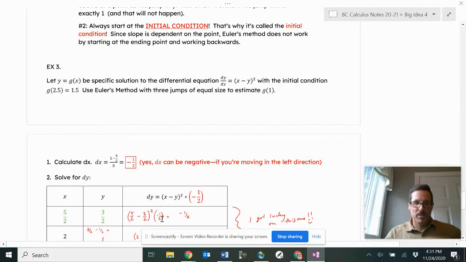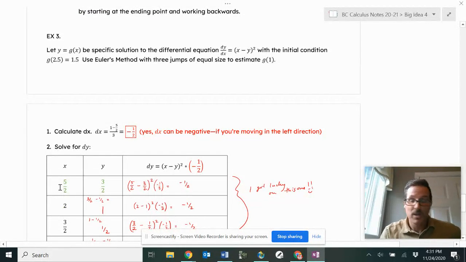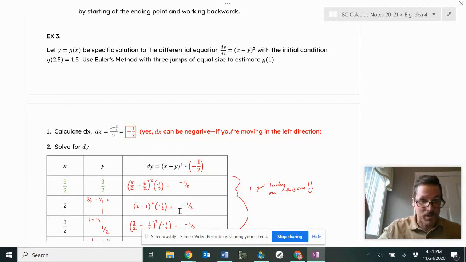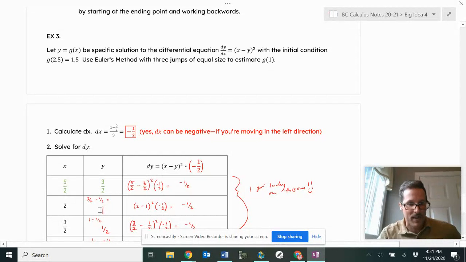Okay? So that means we're going to subtract 1/2 from x and subtract 1/2 from y. Weird how it turned out that way. So my new point is (2, 1). Do it again. Plug those in to the right places in our dy calculation, and dy is yet again negative 1/2. So we're going to subtract 1/2 from x like we do with all of these, but we're just going to subtract negative 1/2 from the y. So now we're at the point (3/2, 1/2).